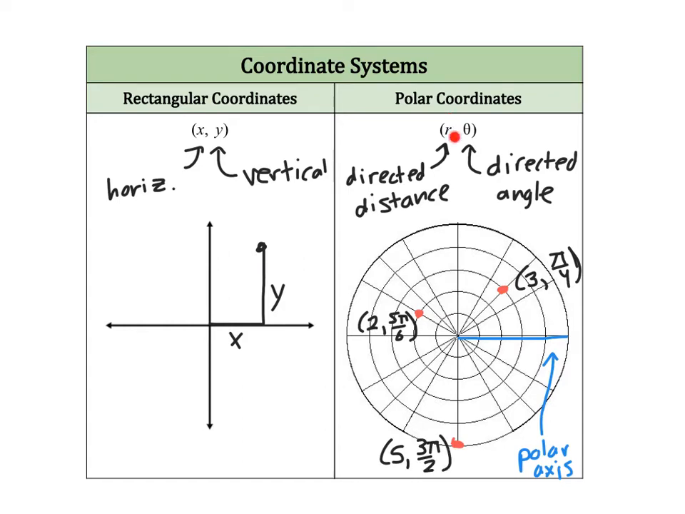Now we will talk about what it means to have a negative R value. For polar coordinates, I want you to think of negative R as meaning the opposite direction. So if I have an angle here, a negative R value would move in the opposite direction. It does not mean left or down, as negative means for a rectangular coordinate.